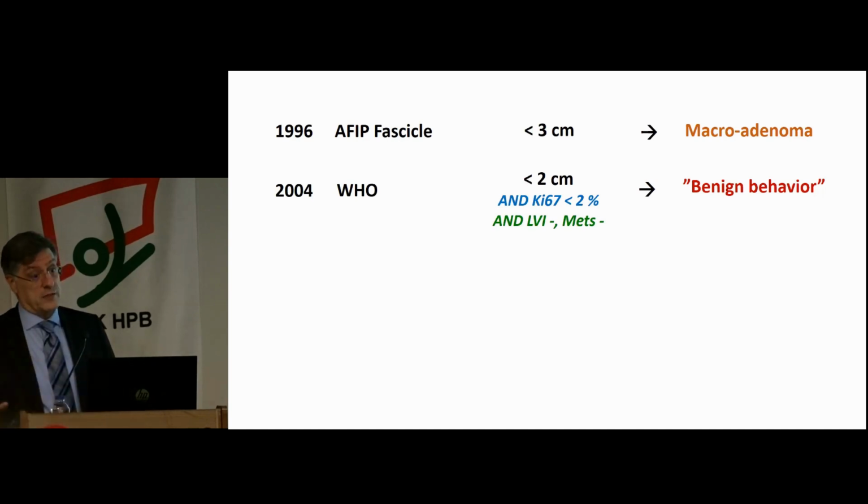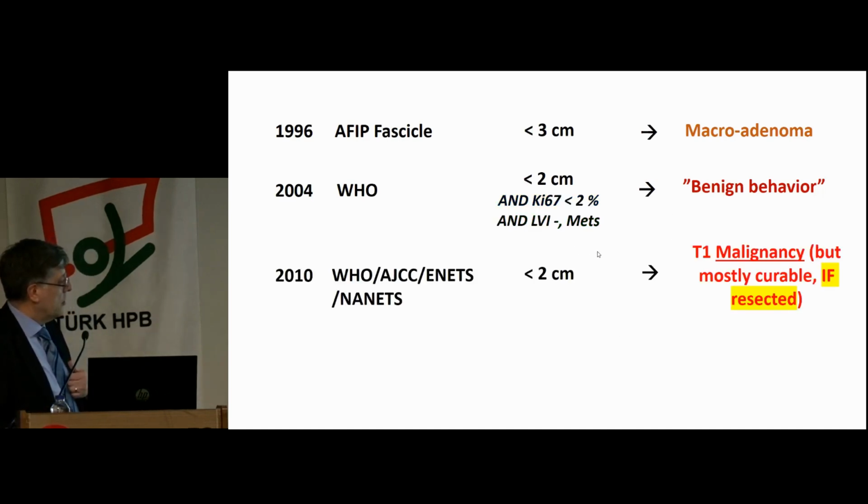That's true also for breast cancers. Breast cancers that are 1 centimeter have 99% 10-year survival, right? But we interfered. So nobody now says, let's watch breast cancers that are smaller than 1 centimeter because they survive for 10 years. So this is a very controversial and problematic concept. Of course, more data accumulated, more follow-up, and then we came down to saying yes, these are malignant. They are T1 malignancy, small, but mostly curable. Now, one thing that got omitted from this statement: mostly curable if resected.